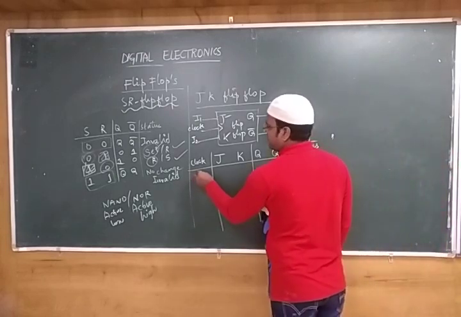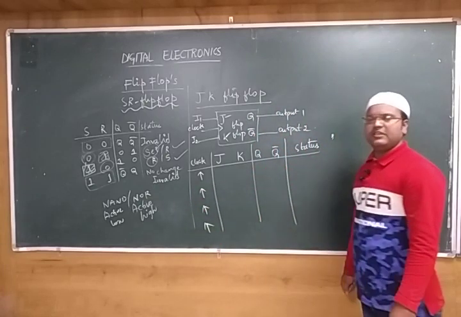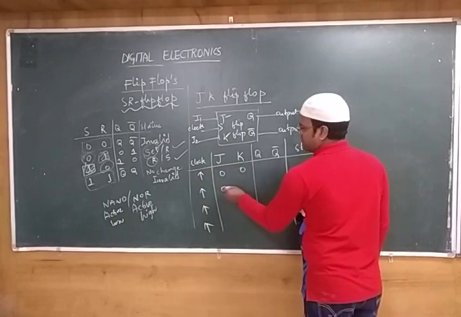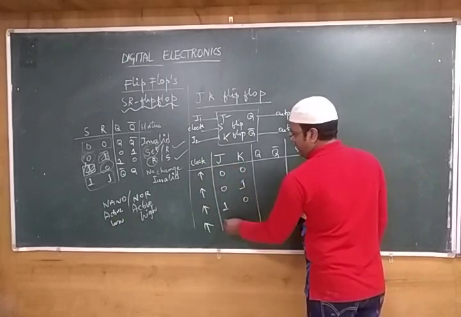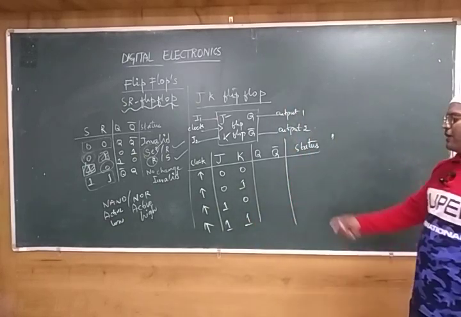Suppose your clock pulses, so every time it is high, we are representing it with the help of an arrow. So the combination of J and K is what? 0, 0, 0, 1, 1, 0 and 1, 1. So these are our 4 combinations. So we need to write the output status.